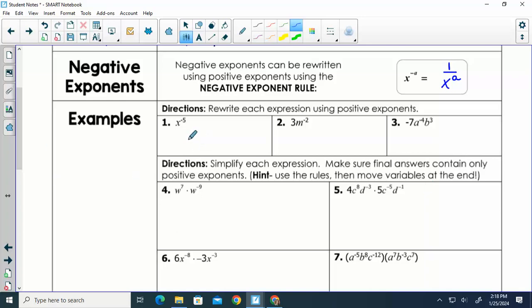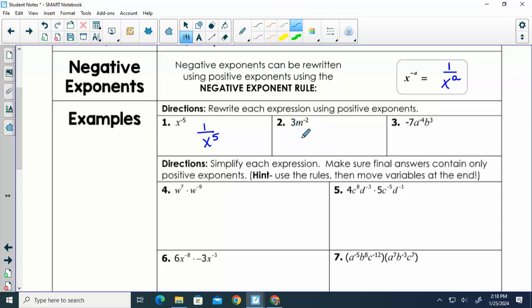So if I said x to the negative 5, how would I rewrite that with a positive? 1 over x to the 5. Very good. 1 over, and you make that exponent positive. So if it's positive, you make it negative? No, if it's positive, we're going to leave it alone. The standard is to never have negatives on your final answer for exponents. So anything with a positive exponent stays, anything with a negative moves.